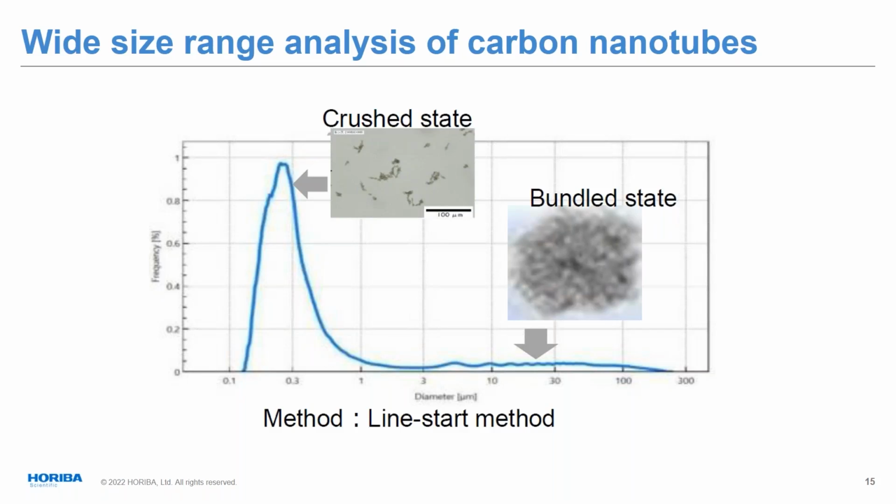This is very important because in many cases, the bundled state would behave differently than the crushed state, and you would want to be able to differentiate how much you have there. You might even want to do some kind of filtration to get rid of the bundled ones and only have the crushed state. You could see when that very broad peak at the right actually disappeared, and then you would know you had only the small free carbon nanotubes. So again, some of the power of the line start method.